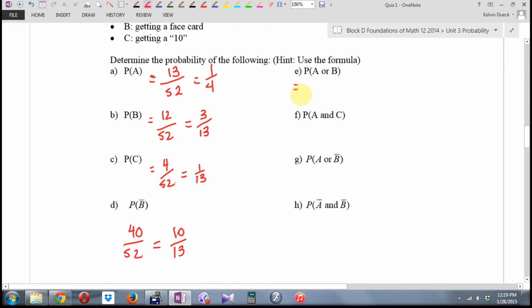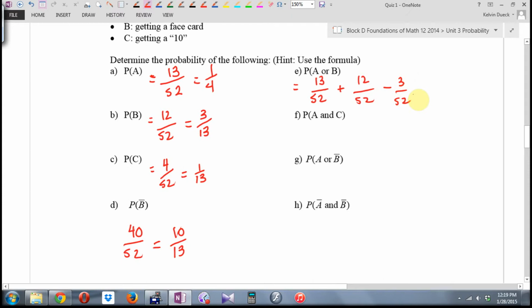What's the probability of A? 13 out of 52 plus. What's the probability of B? 12 out of 52 minus. How many hearts are also face cards at the same time? 3.